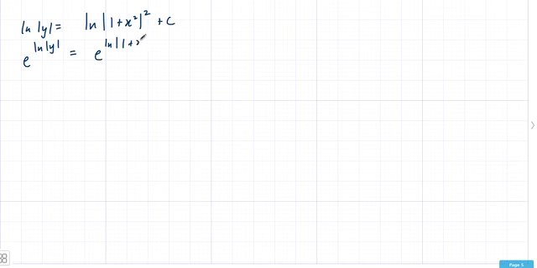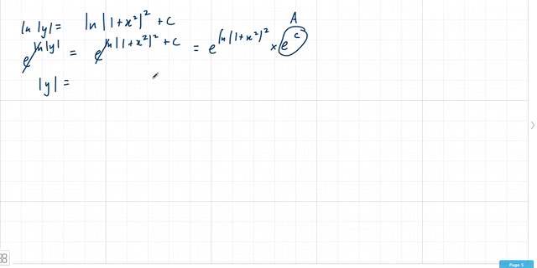Now for this one, you can see here you've got the cancellation, and interestingly with this one, this is the same as e to the log of 1 plus x squared, all squared, times e to the c. So we could call this a new constant, just call it a, and then we get this cancellation that goes on there with the e and the log. So we're going to end up with 1 plus x squared, squared, times a.